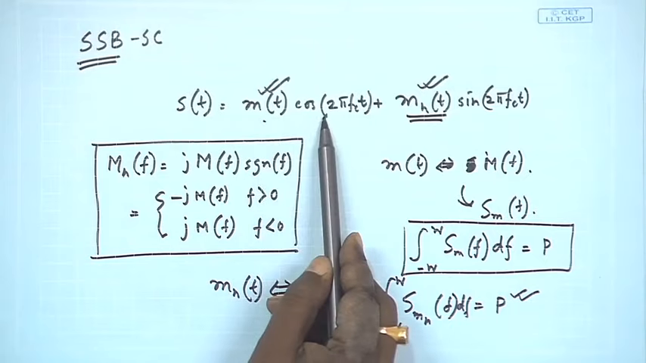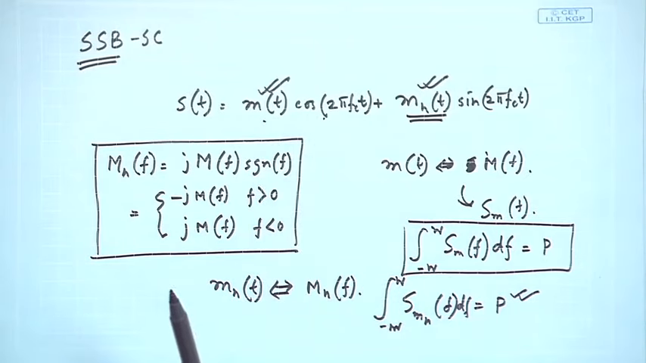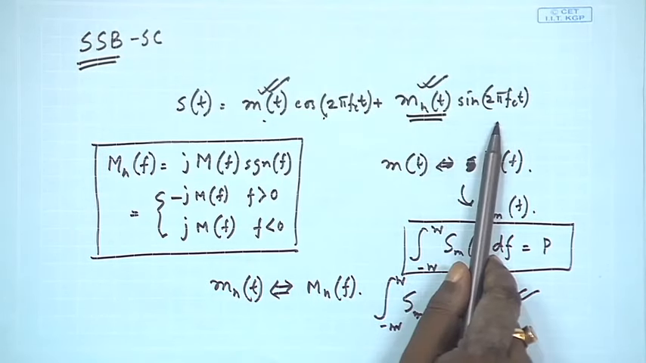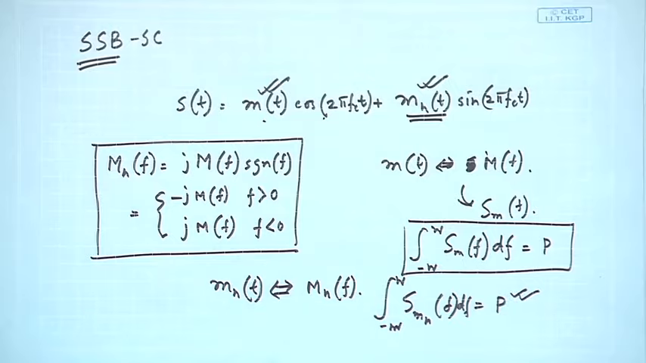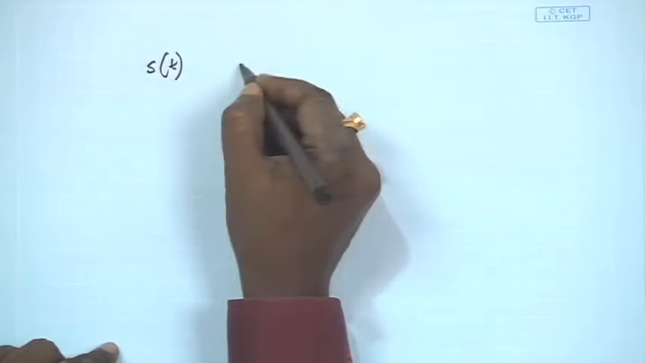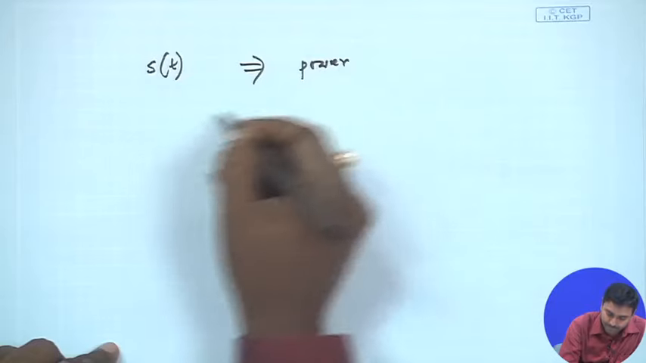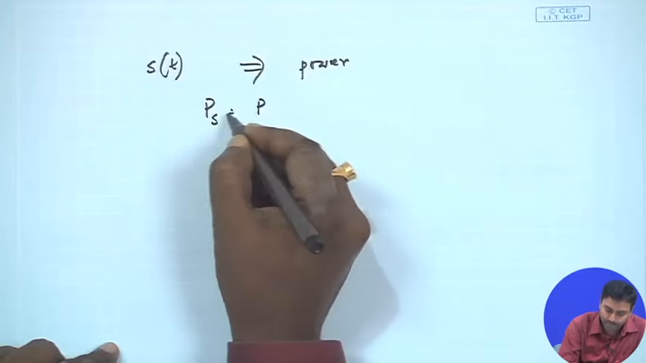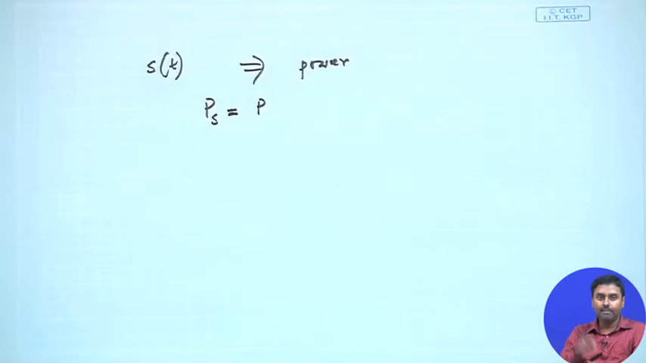So for the modulated signal, if this is P, the corresponding multiplication with cos must give P by 2. And if this is also P, the multiplication with cos or sin, whatever you multiply, will again give half, so it should be P by 2. So P by 2 plus P by 2, it is the overall power P that is being transmitted. This is something we could know after doing all these things. So this s(t), corresponding power, or P_s, is actually P, where P is defined as the power spectral density of m(t) integrated from minus W to plus W.